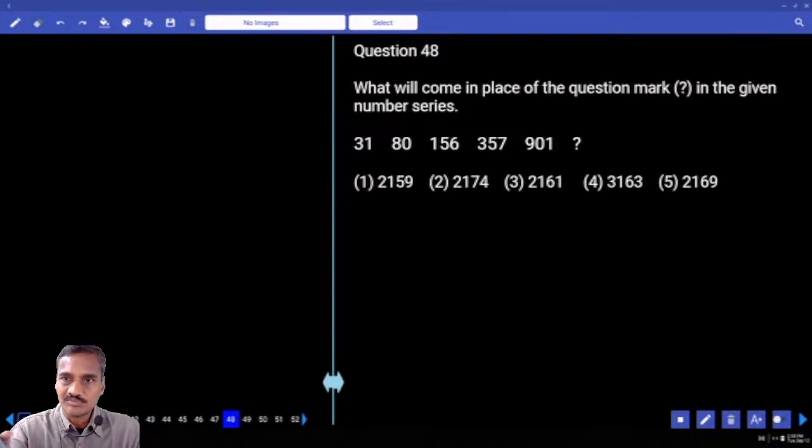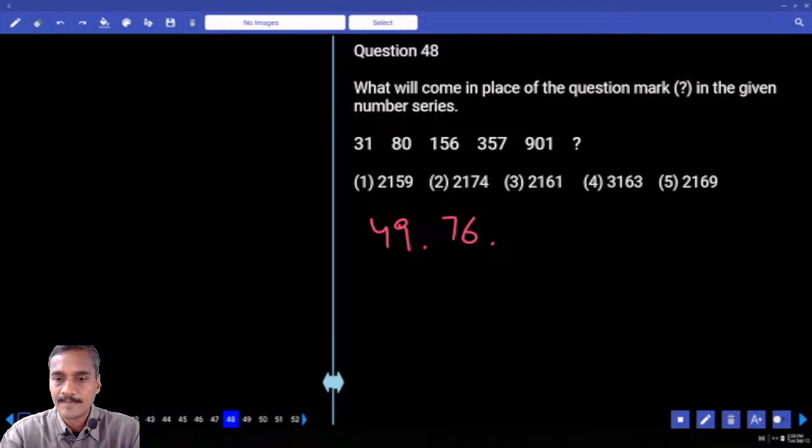Then you need to try out with what? Difference. ఇంత నెంబర్లు పెద్దగా పెరుగుతున్నాయి, డిఫరెన్స్లు ఏమవుతాయి? Differences of differences ఎక్కడో క్యూబ్స్ వచ్చేయాలి. Then only the numbers will increase at a faster pace. Then 31 and 80 difference, 49. 80 and 156 difference, 76. 156 and 357 difference, 200, difference ఎంత ఉండాలి?